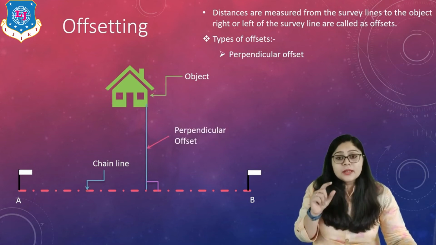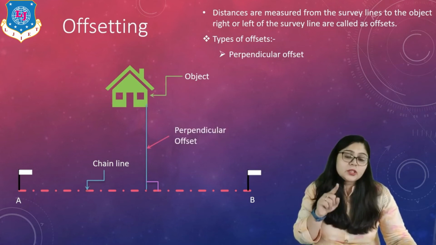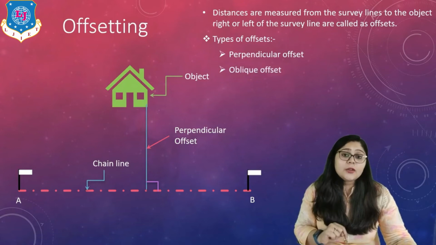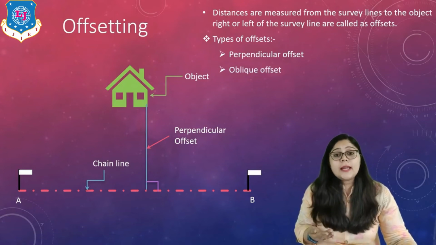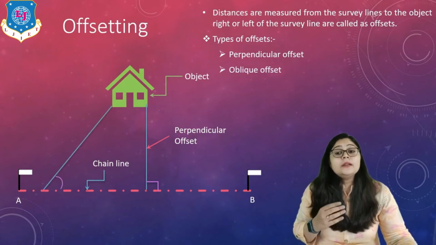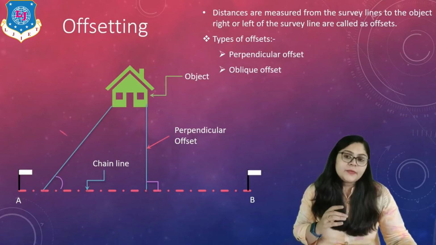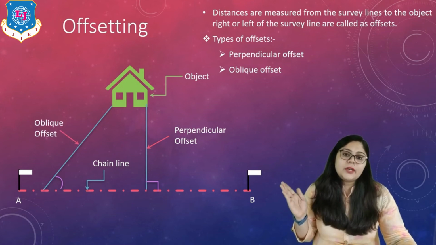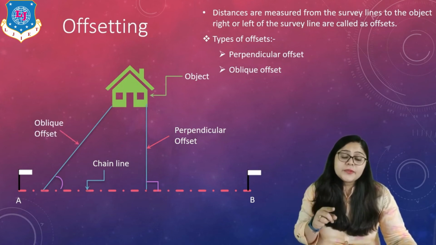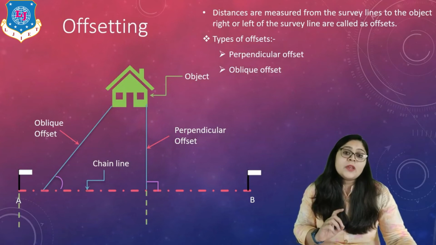But this is known as the perpendicular offset because you are taking it at 90 degree. But if I am talking about the second type, which is the oblique offset, there is no specification for angle. It means it is not at 90 degree. That is known as the oblique offset. So this is all about the types of offset based on the angles.